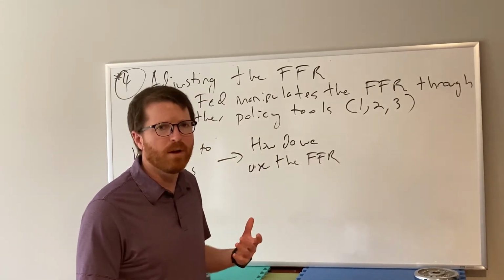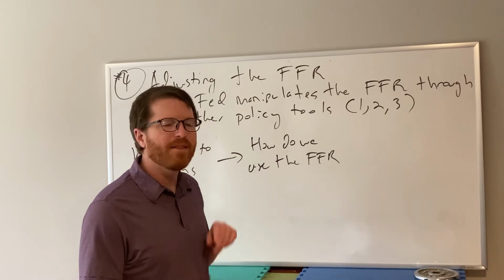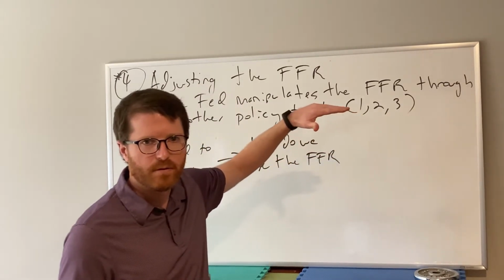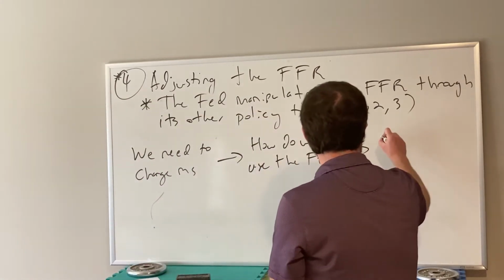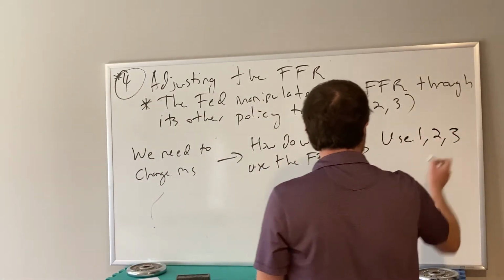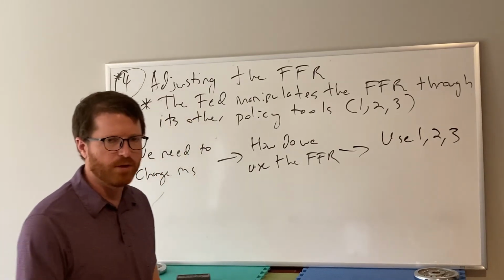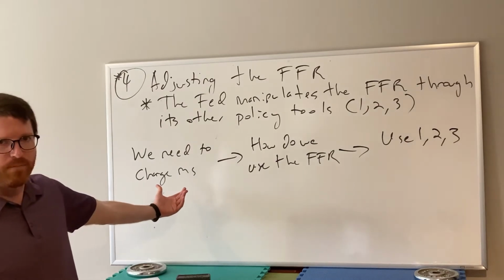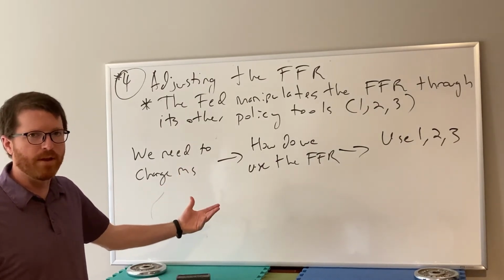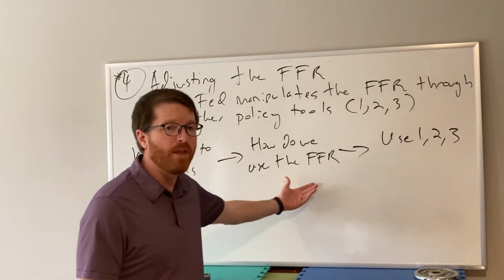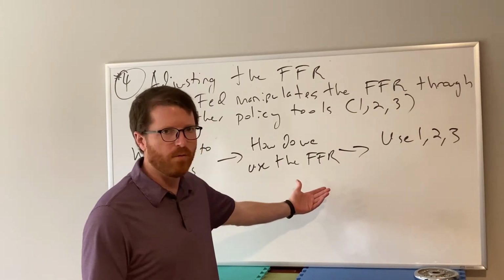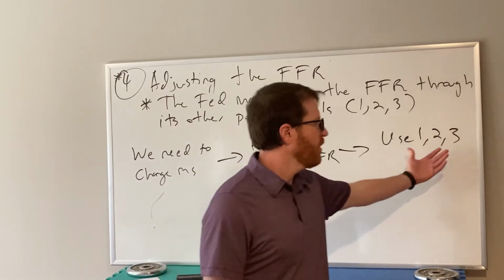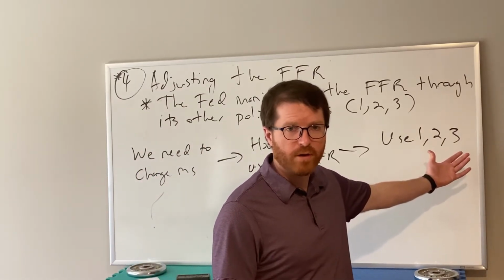But here's the problem. To adjust the federal funds rate, they need to first change one of their other things, do one of their other policies. So what they'll do then is use one of those other policies to adjust the federal funds rate. So they'll think, we need to increase the money supply to stimulate the economy. Well, that means we need to lower the federal funds rate so that banks will be more aggressive with their loans. Now let's go to one of our policies and decide how we're going to do that.